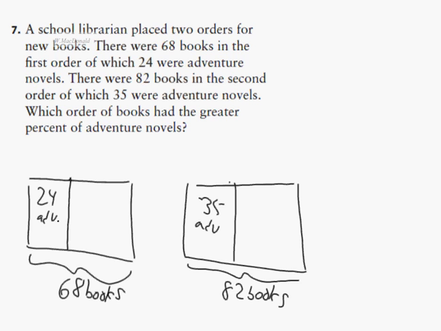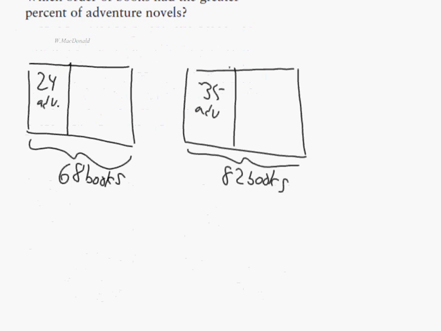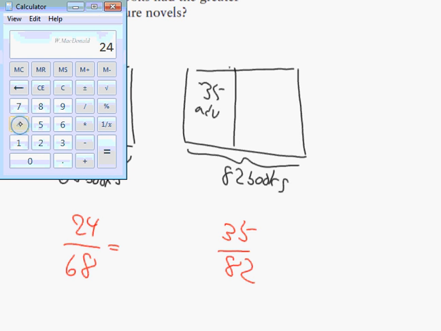Okay, so for this particular first order, I'm going to extend the page here a little bit. The first order had 68 books in total, 24 of which were adventure. So the fraction that represents adventure books would be 24 to 68. The other order, order 2, would have 82 total books, 35 of which were adventure. So I'm going to convert both of these fractions to decimals, and then from the decimal I'm going to make a percent. So the first thing I'm going to do is take my calculator and go 24 divided by 68.